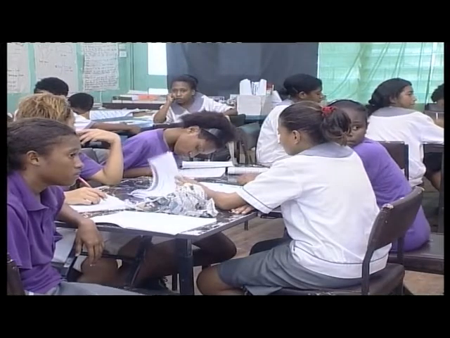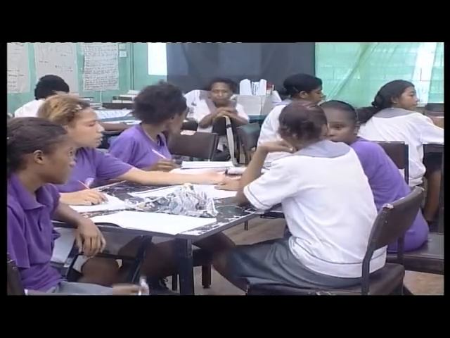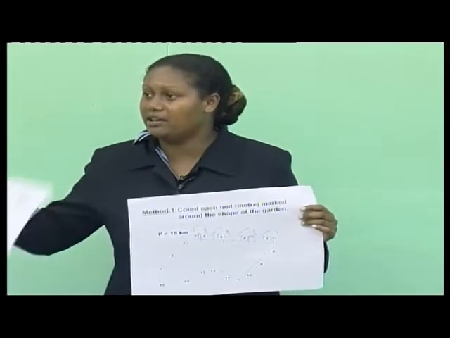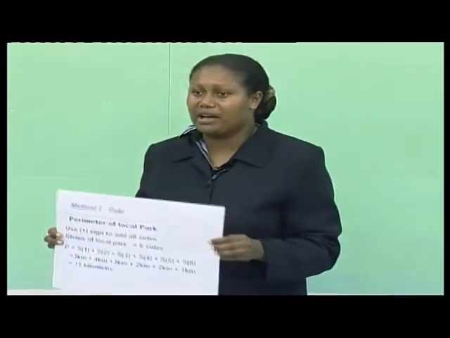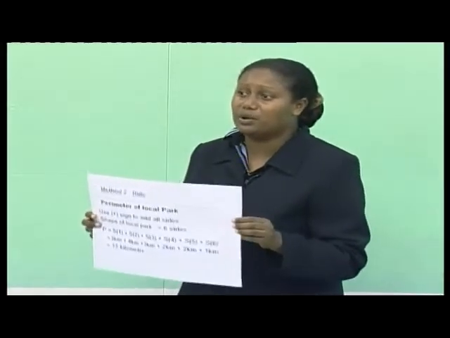And the first method, we were to count each unit around the shape. So this is what we did, counting each unit marked around the shape. And the second method was where we added all the sides. Now, please, I'd like you to remember method number 2 as we will use it in our lesson today.